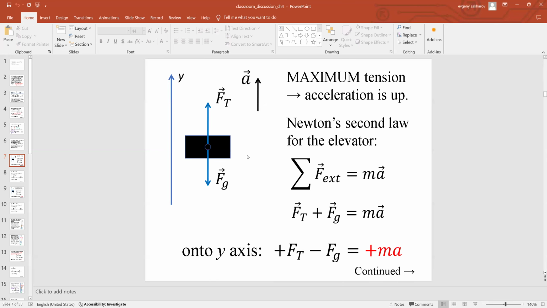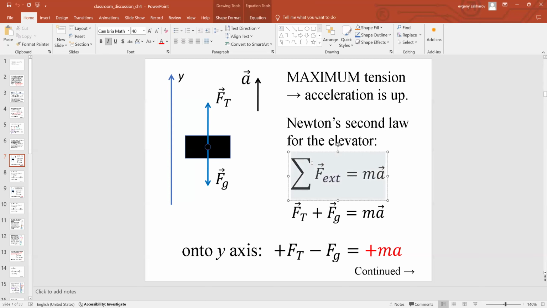And that's exactly what you see on my sketch. So this is my elevator. And it's under tension, cable pulling it up, gravity pulling it down, and maximum tension or minimum tension, that depends on the acceleration. How do we get maximum tension? We get maximum when acceleration is up and your F equals ma.